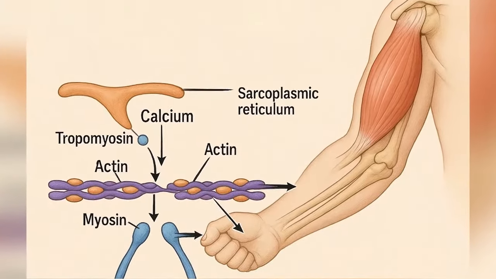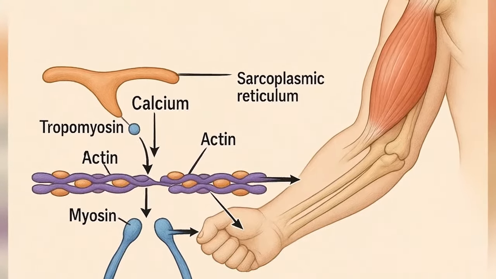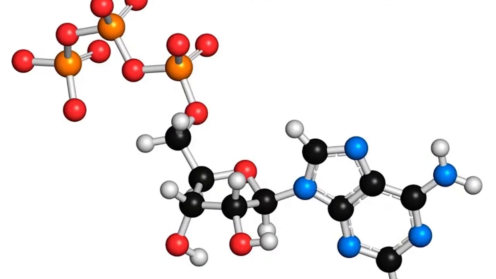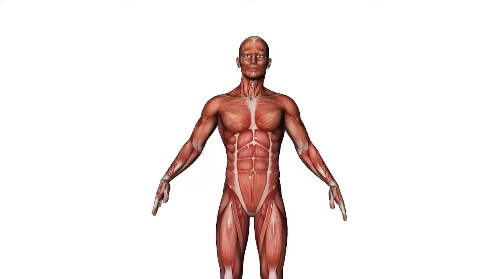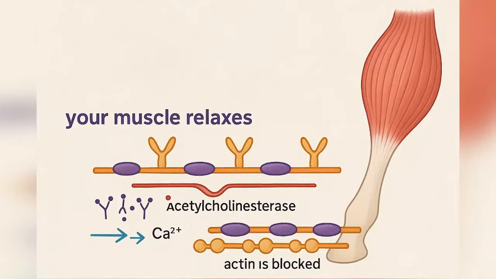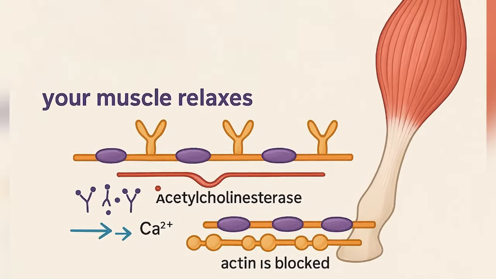Calcium turns on the actin by moving the blockers, tropomyosin, and myosin grabs actin and pulls. If there's enough ATP, the muscle's energy, this happens again and again until you stop the movement. When you're done moving, ACH is cleaned up by acetylcholinesterase, calcium goes back into storage, the actin is blocked again, and your muscle relaxes.